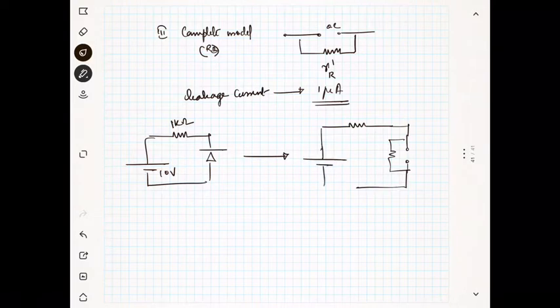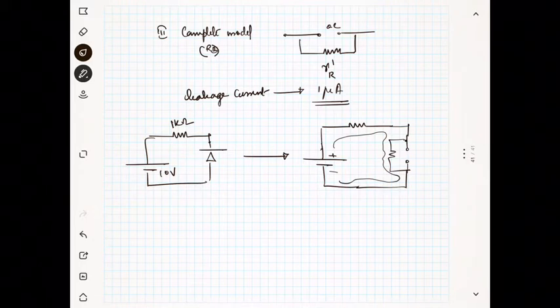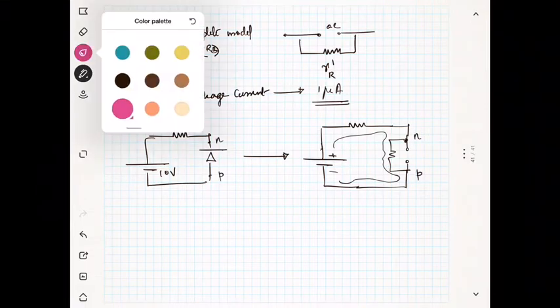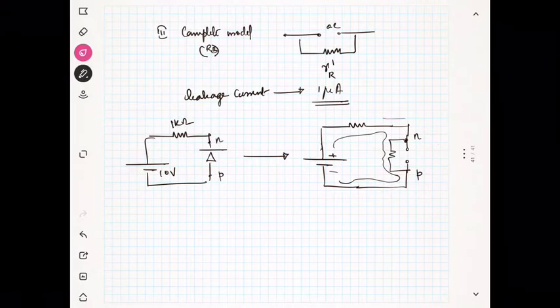Now there is a current, which is the leakage current. The current will always flow from positive to negative, so the leakage current will be like this. But for the diode, this is N and this is P. So for the diode the leakage current is flowing from N to P. Okay, and this small current which is flowing like this is given as 1 microampere. This is 1 kilo ohm, so then you can find all these voltages.